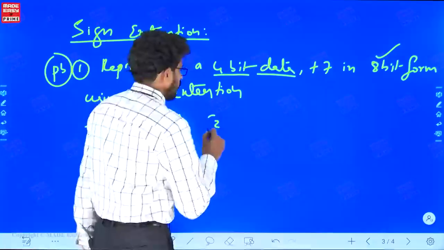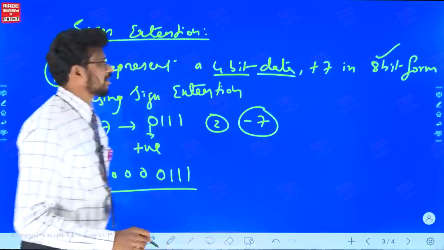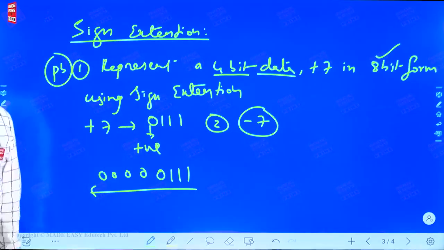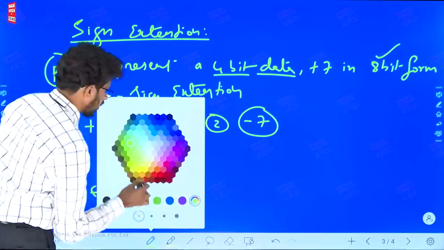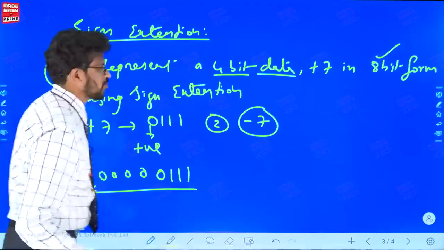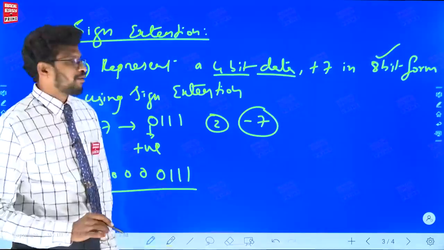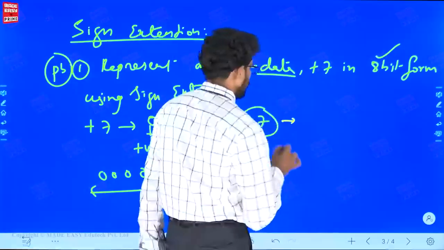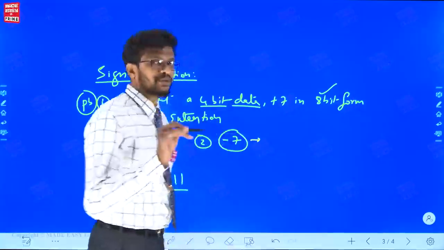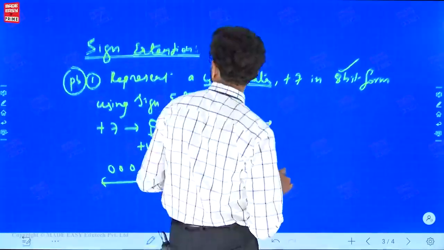For example, I ask the same thing to be done for minus 7. So how do you solve it? Very easy. First you write what minus 7 is. What is minus 7 in 4-bit representation? I am asking about the 2's complement representation. So how do you write this?